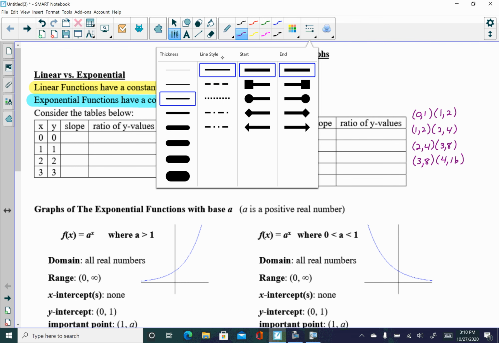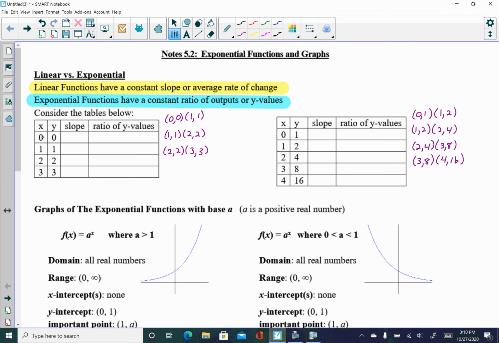So in the table over on the left, you'll notice that I have given you four ordered pairs here, and I say, okay, well now let's find the slope. When I say find the slope, I mean find the slope of the first 2 points. The first two ordered pairs here would be 0, 0, and 1, 1. I want to find the slope between these 2 points.